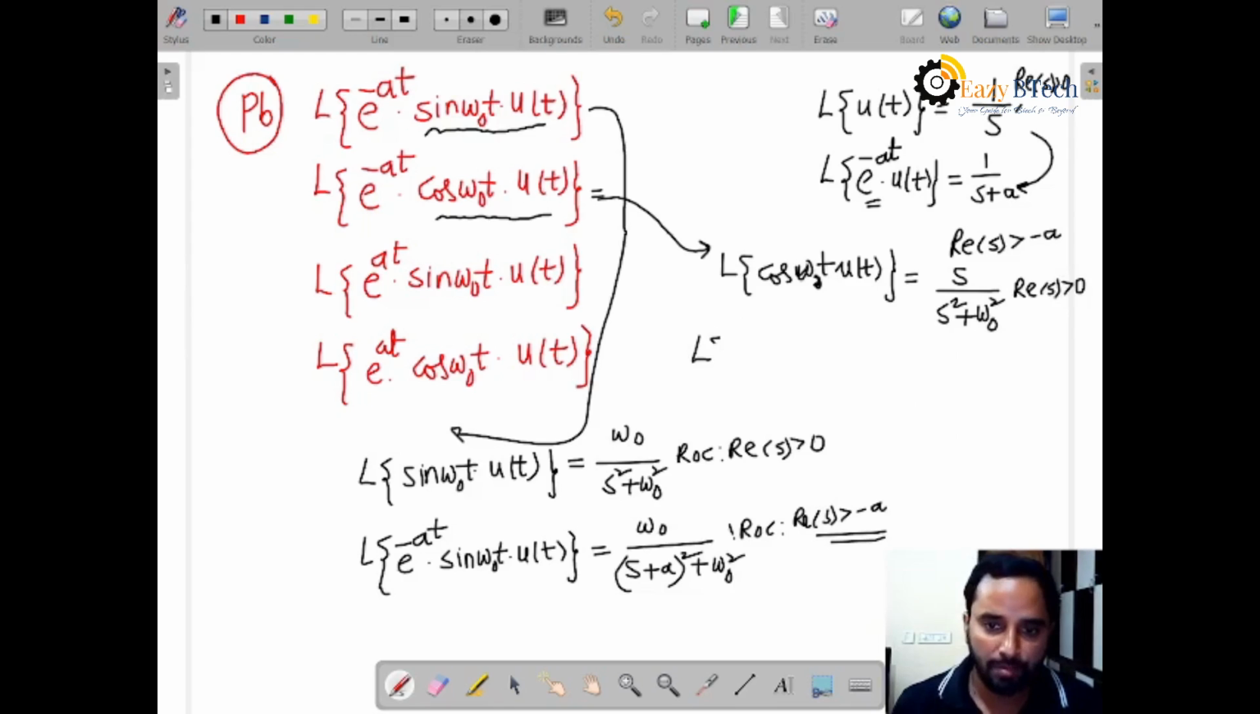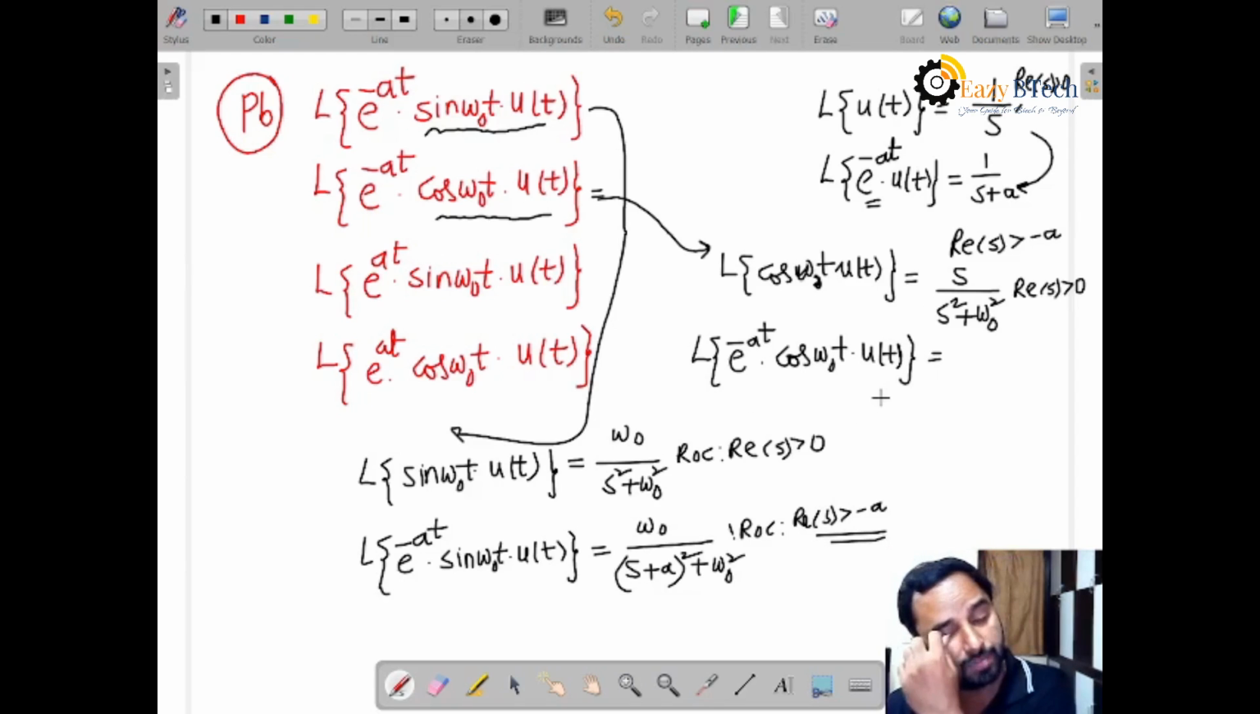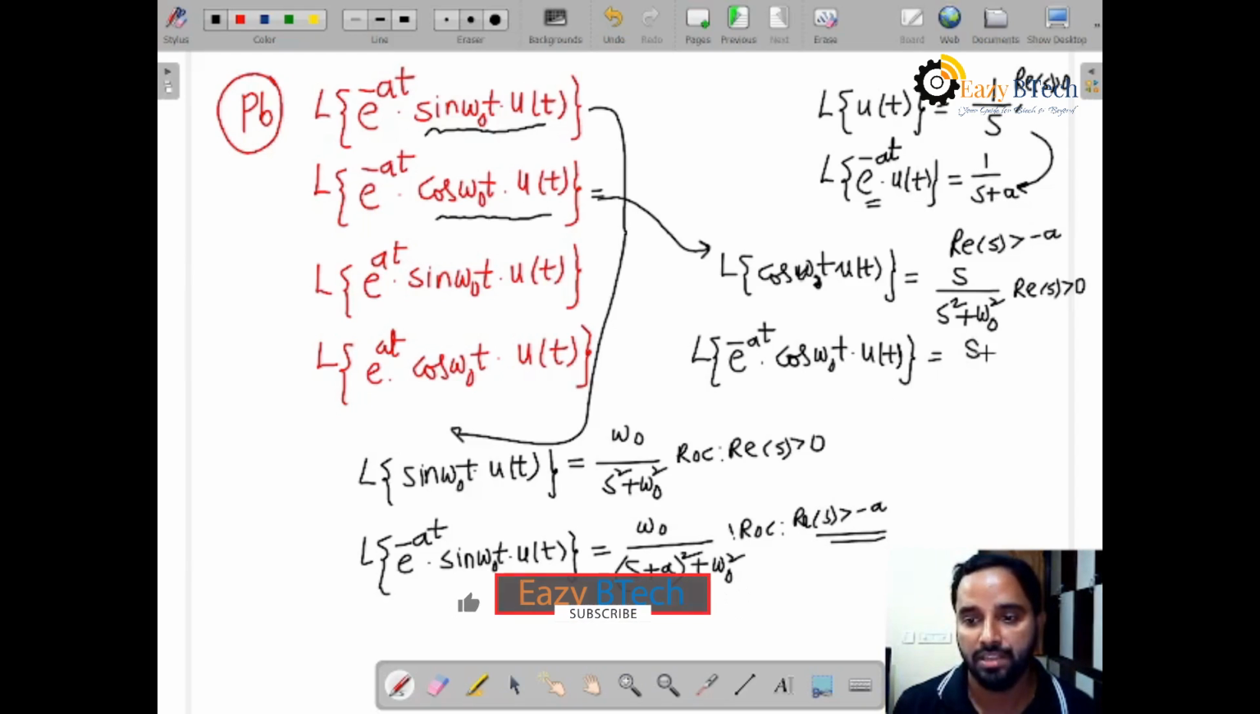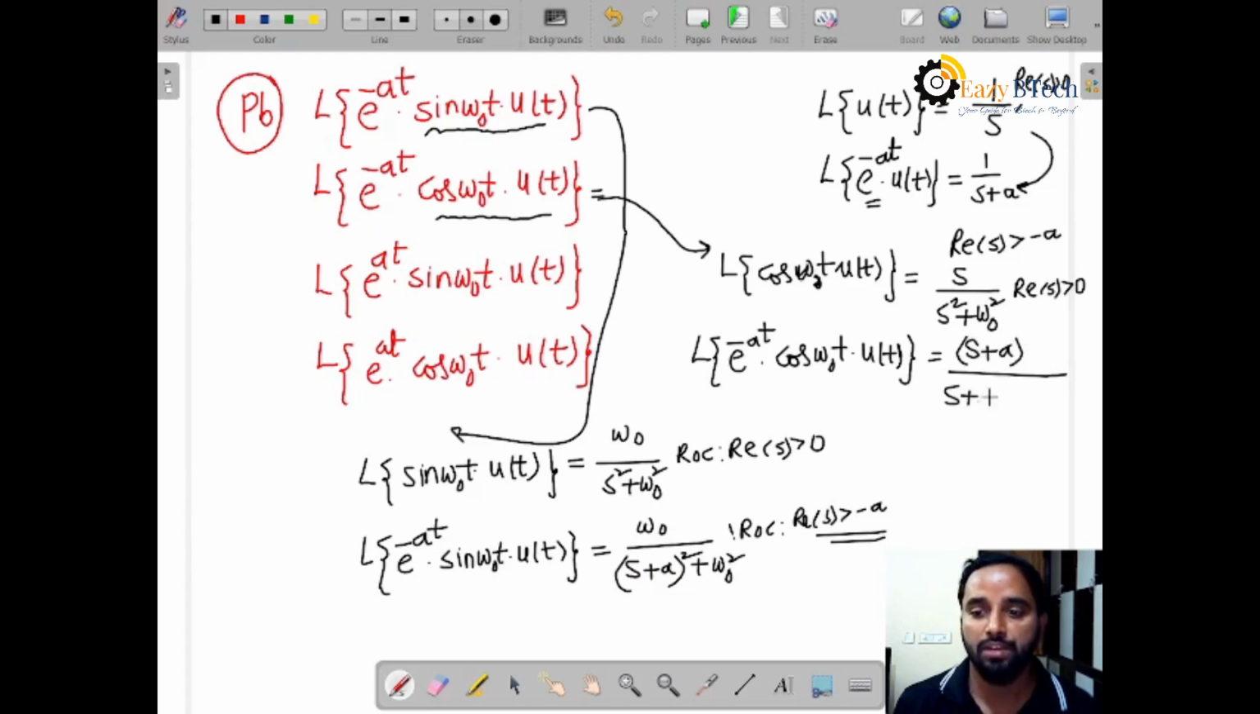Now we want the Laplace transform of e power minus at cos omega naught t u of t. So what will be the answer? You can tell now. Whenever you multiply the signal by e power minus at, s will become s plus a. So here s is there, so it is s plus a divided by s plus a whole square plus omega naught square, and the ROC changes. What is the ROC? Real part of s is greater than minus a.